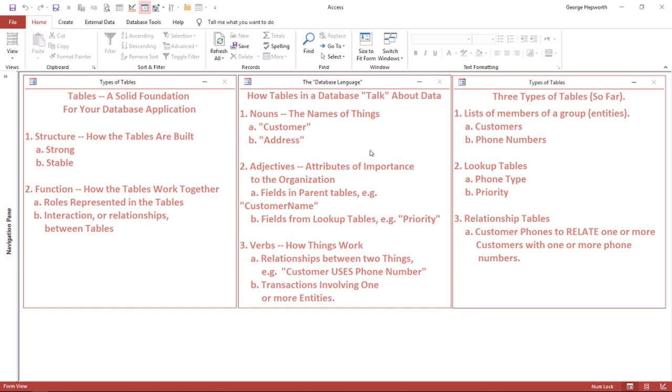They're just lists of entities along with the attributes that are important to track about that particular entity. We have a special kind of table called a lookup table.